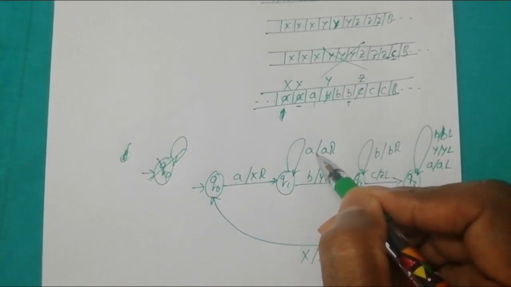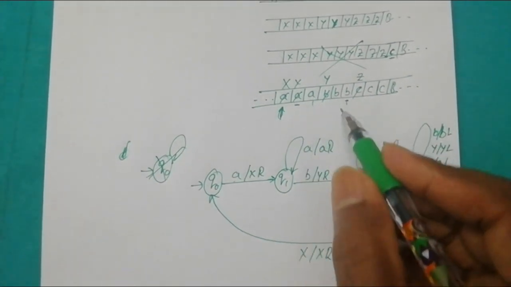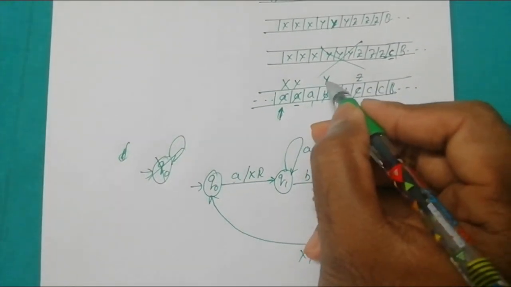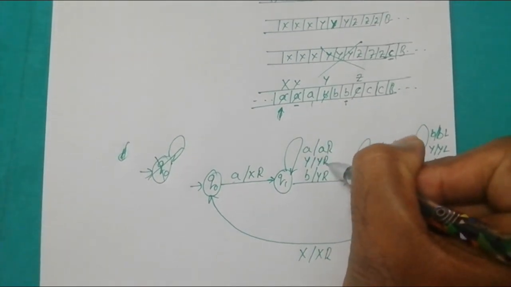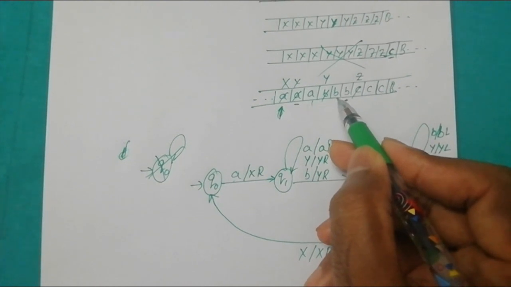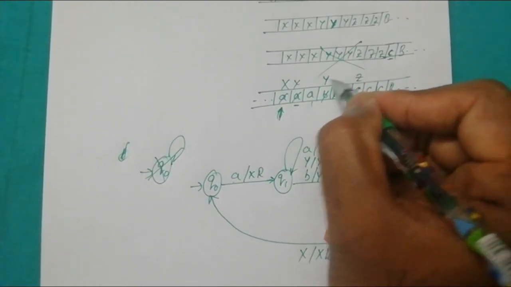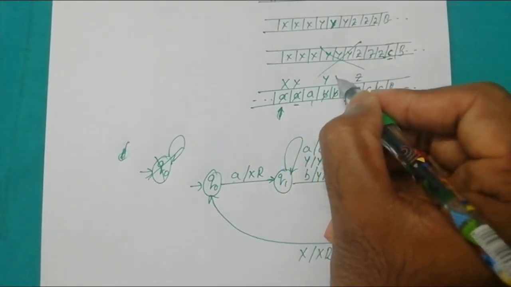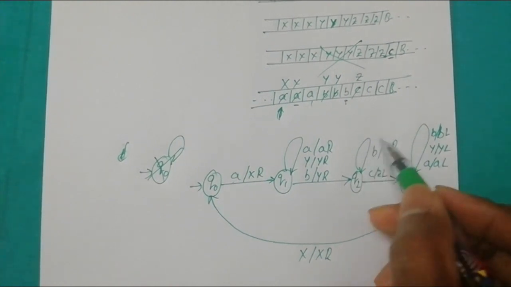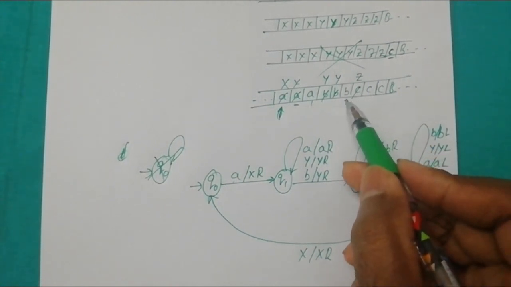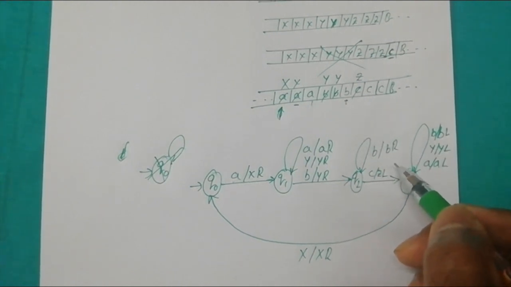Q1, after coming across a sequence of A's, keeps on skipping. Q1 will come across, this time, new content added onto the tape, that is Y. Just keep on skipping. Q1 will come across input B. Now B is converted to Y. Since the second A is converted to X, the second B should be converted to Y. Next, we move to the state Q2. Q2 will come across the tape symbol B. Just keep on skipping until the occurrence of C.